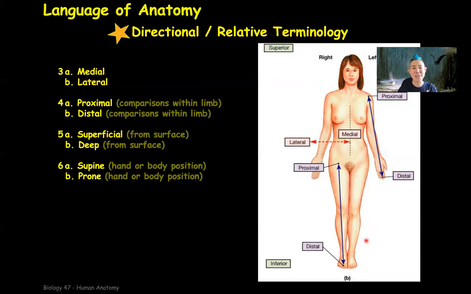And we already talked about superficial, meaning closer to the surface, and deep, farther away from the surface. So the skin would be superficial to the muscle. The muscle would be superficial to the bone that it overlies. The bone would be deep to the skin. And we talked about supine and prone, how they can be both a hand position and a body position.